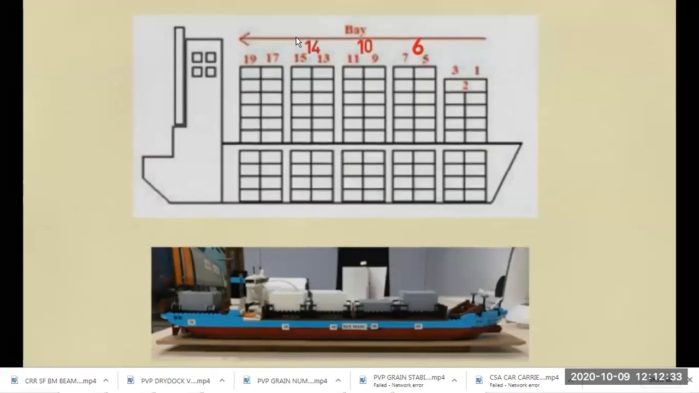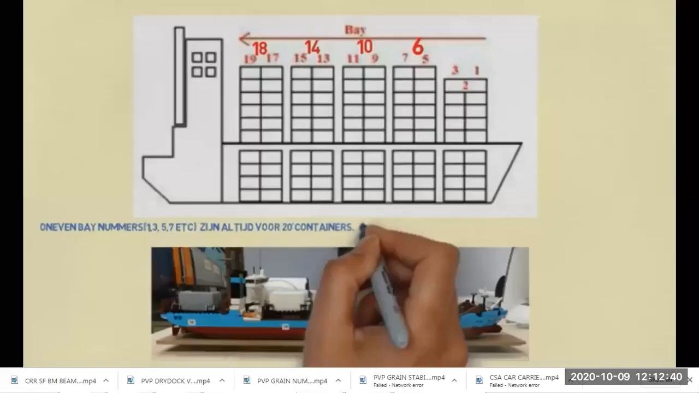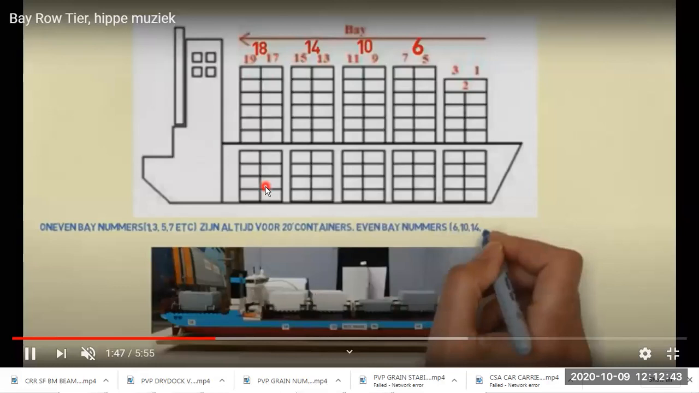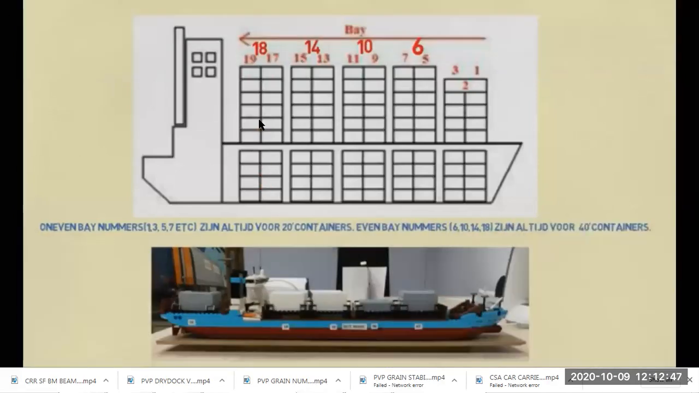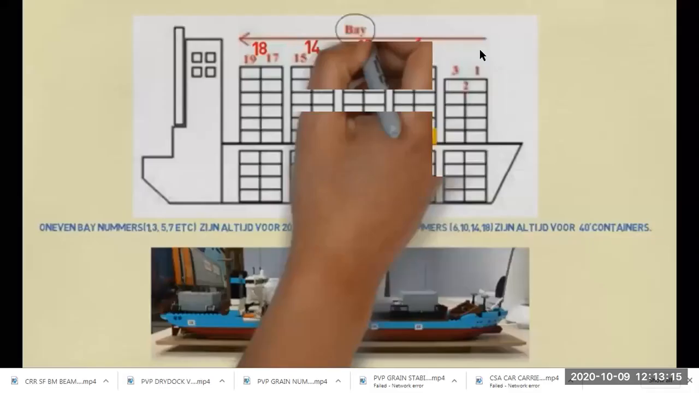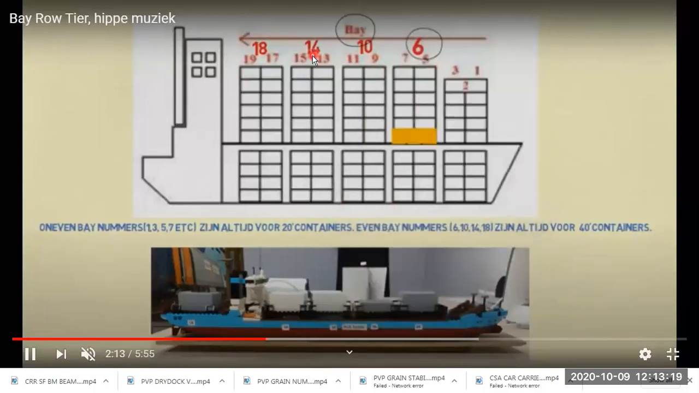And for 40 foot: 10, 14, 18. So 1, 3, 5, 7 for 20-foot containers, and 6, 8, 10, 14, even numbers, for 40-foot containers. So these are the bays numbered from forward to aft: 6, 10, 14 for 40 foot, and 1, 3, 5, 7 for 20-foot containers. So this is bay 06. So this full part will count in bay 06.